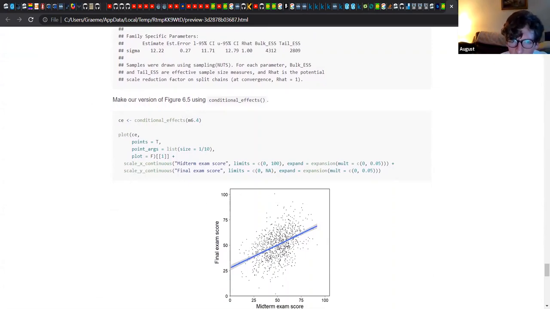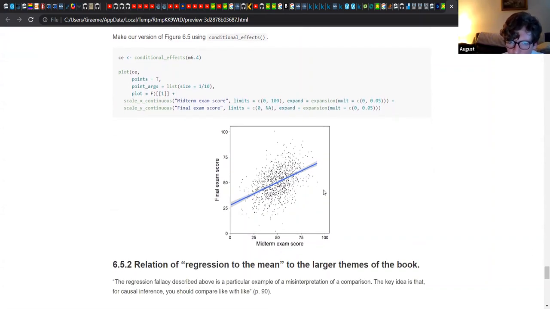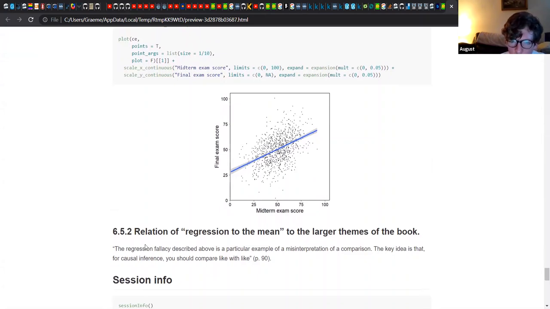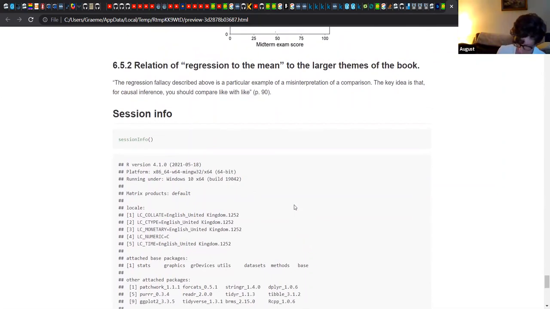So if we look here, what we're saying is how people perform in the midterm, realistically speaking, isn't necessarily related to how they perform in the exams. Although there is some measure of their actual performance, there's a lot of variation around that that's not accounted for. So it describes it here. The regression fallacy described above is a particular example of misinterpretation of the comparison. The key idea here is for causal inference, you should compare like with like. The midterm performance essentially does not predict the final exam performance, is what they're trying to show. And that's it. That's the whole chapter, realistically speaking.